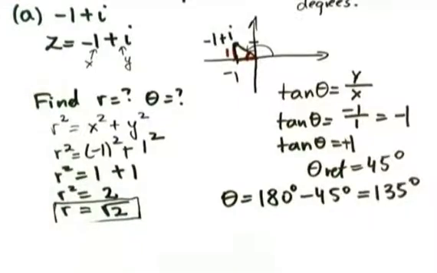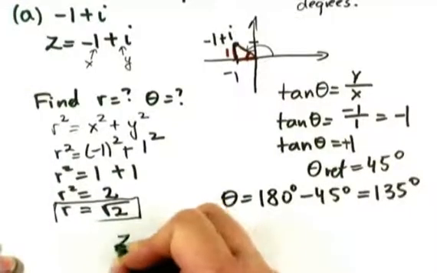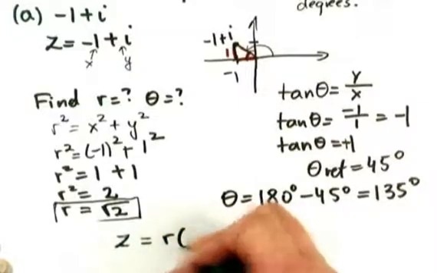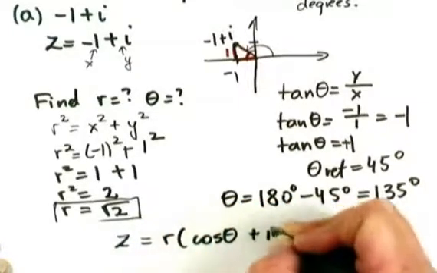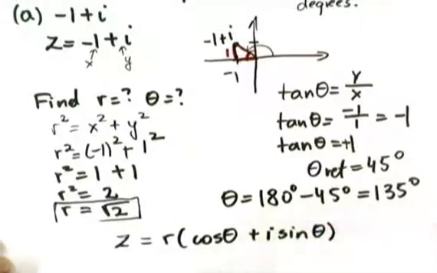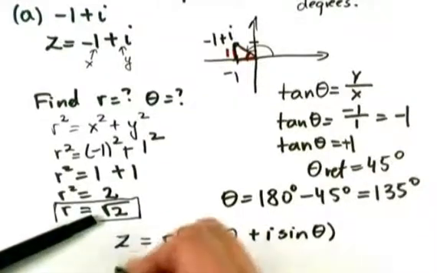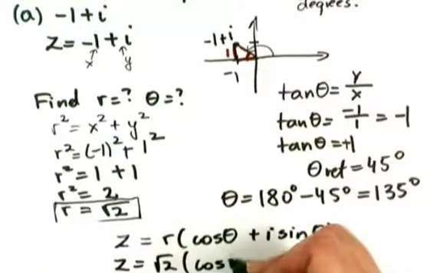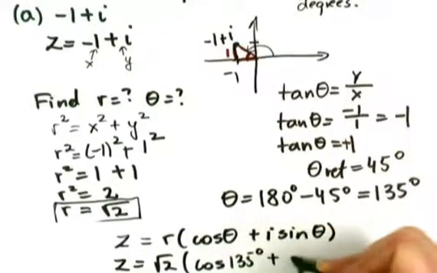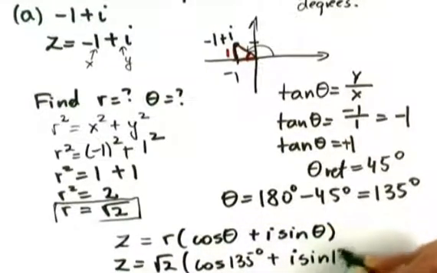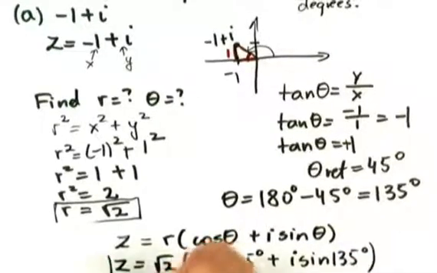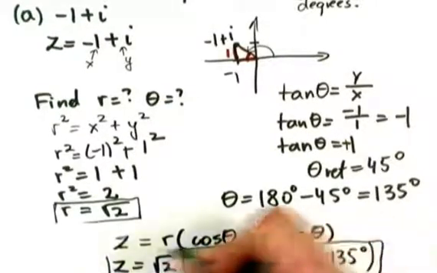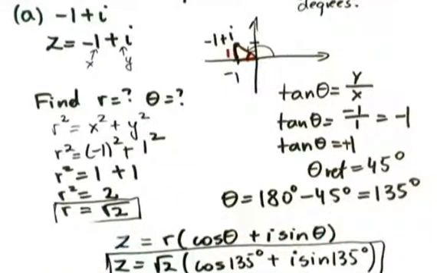Let's write down the polar form. We know that z is equal to r (cos theta plus i sine theta) by the definition of polar coordinates of the complex number. So now we can substitute what we have. My r is square root of 2. My theta is 135 degrees, so cos 135 degrees plus i sine 135 degrees. And that's the polar form of that complex number.